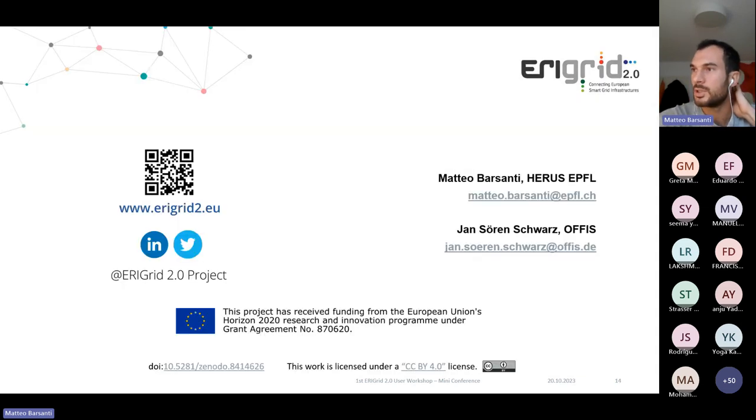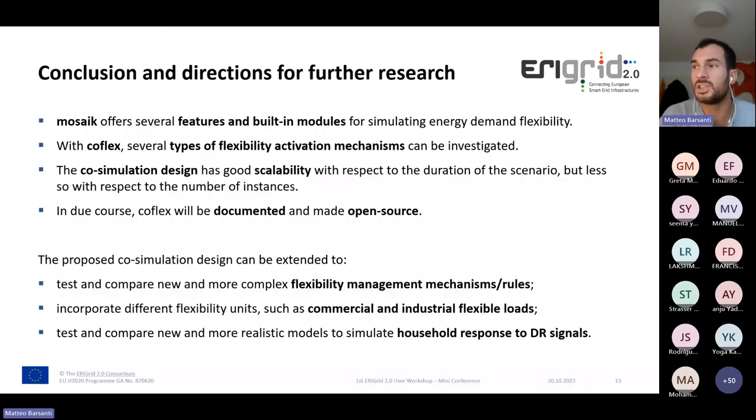And also, in terms of possible directions of future research, it will be interesting to run scenarios that are representative and realistic, in order to understand how much is the potential of flexibility that we can extract, depending on the way we simulate flexibility and which kind of strategy we adopt.